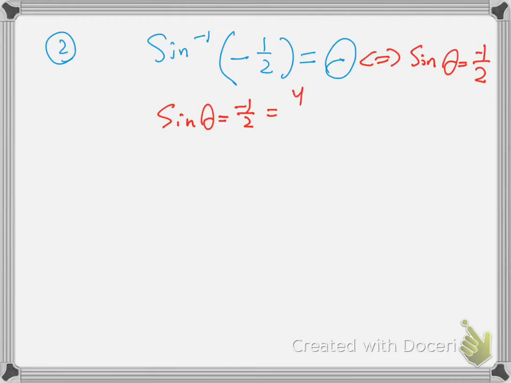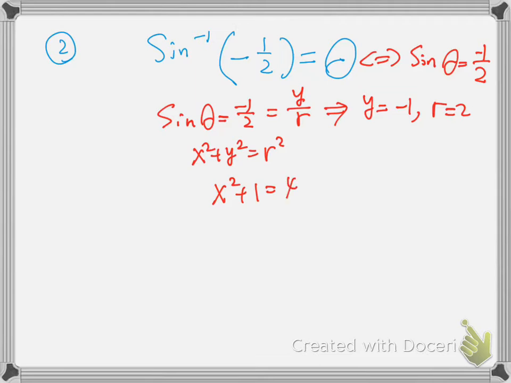So this is y over r. So what do we get? Y is negative 1, r is 2. Then we use the same equation to solve for x, the Pythagorean theorem. There's a right triangle. We will draw two right triangles. Similar calculation: we got x squared plus 1 is 4, so x squared is 3. X is positive or negative radical 3.